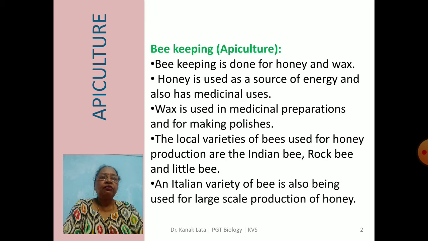Different varieties of bees are, so the local Indian varieties of bees which are used for honey production are Indian bees, rock bee and little bee. And an Italian variety of bee is also being used for large scale production of honey. So these are the different varieties we are using for production of honey and bee wax.